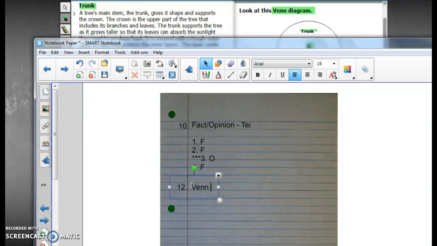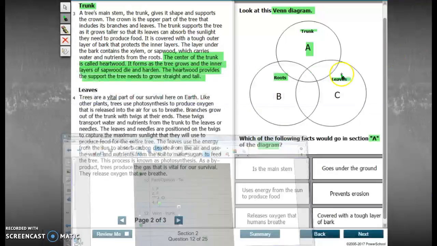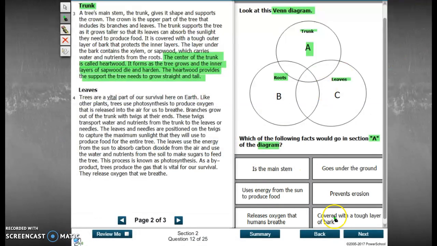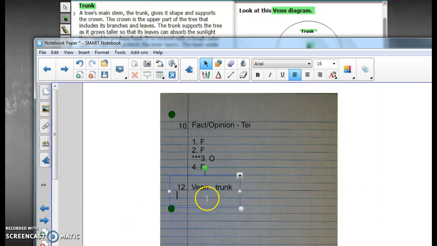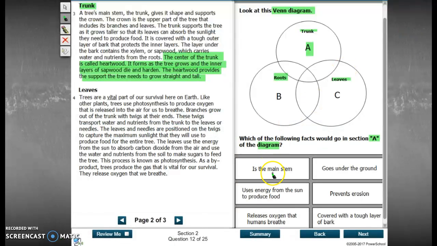So let's say Venn about the trunk. If you look at this, you've got 1, 2, 3, 4, 5, 6 rectangles. If you want to draw 6 rectangles, you can on your paper. You can slash and dash on your paper. But you are going to be looking back, okay, just about the trunk. It says, is the main stem, oh, looky here, the first sentence: a tree's main stem, the trunk, gives it its shape and supports the ground. So that one is definitely true about the trunk.